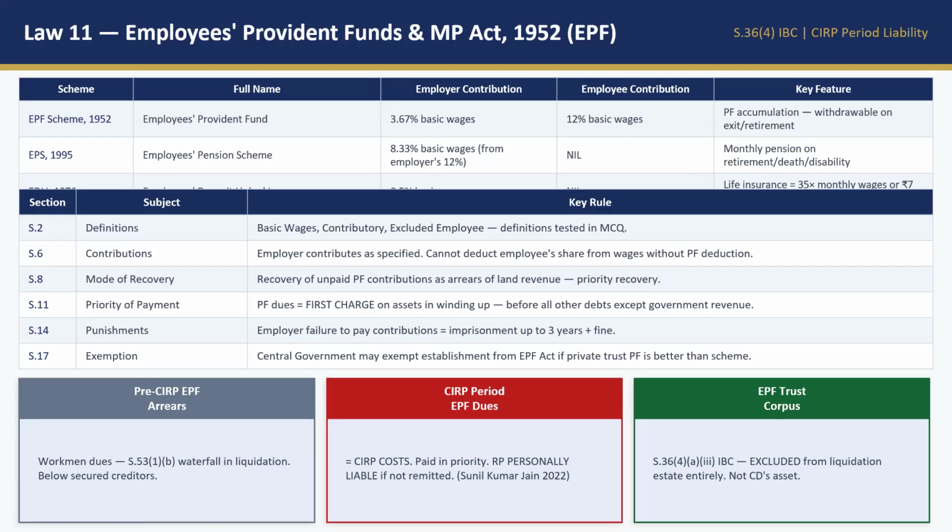Section 2 covers certain definitions. Section 6 talks of contributions. Section 8, mode of recovery. Section 11, priority of payment. Section 14, punishments. So if the employer fails to pay contributions, then there could be imprisonment up to 3 years plus fine. And section 17 talks of exemption. So it says central government may exempt establishments from the EPF Act if the private trust PF is better than the scheme.